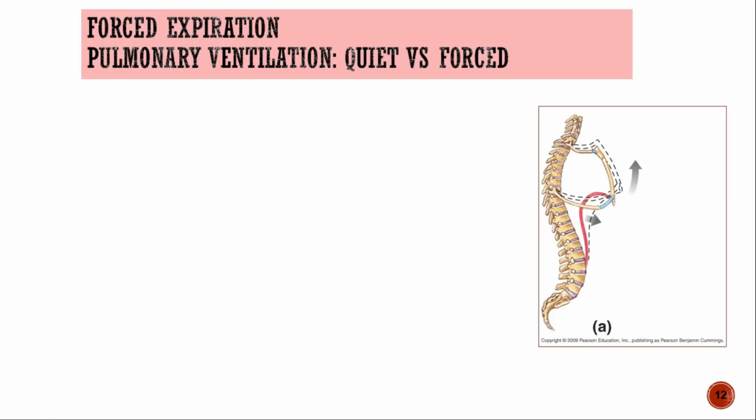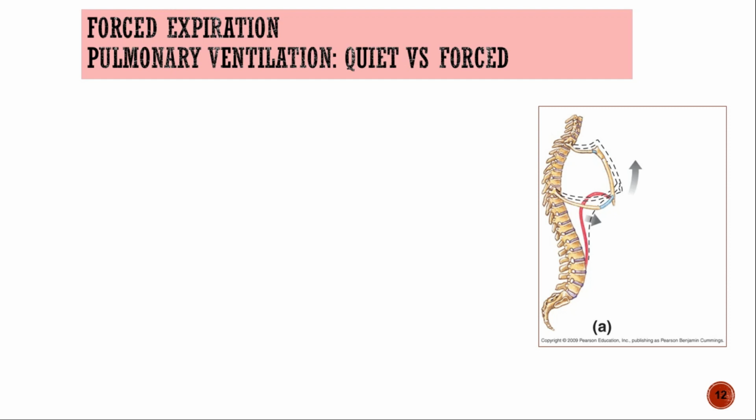The next is forced expiration, that is, the difference in pulmonary ventilation during quiet breathing versus forced breathing. Now the question arises, what is forced breathing? It's an active mode of breathing which utilizes additional muscles to rapidly expand and contract the thoracic cavity volume. It most commonly occurs during exercise, running, and during talking rapidly.